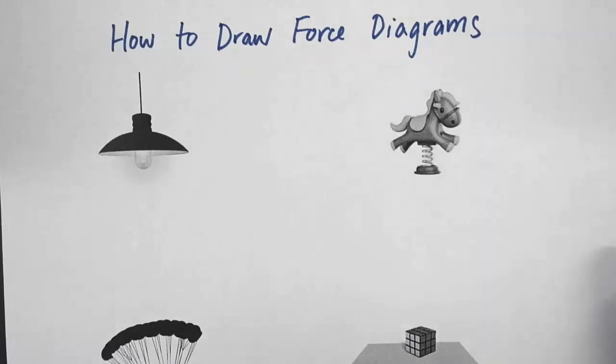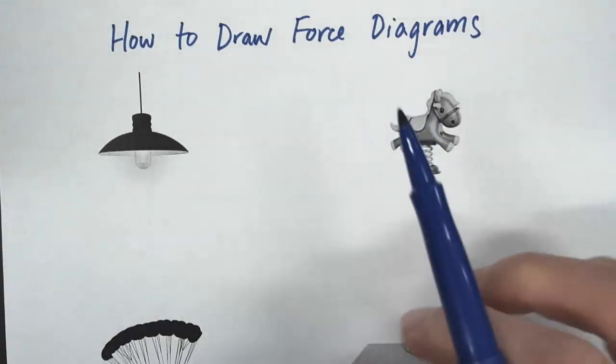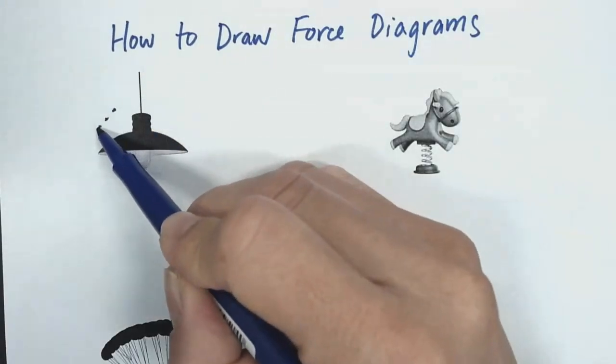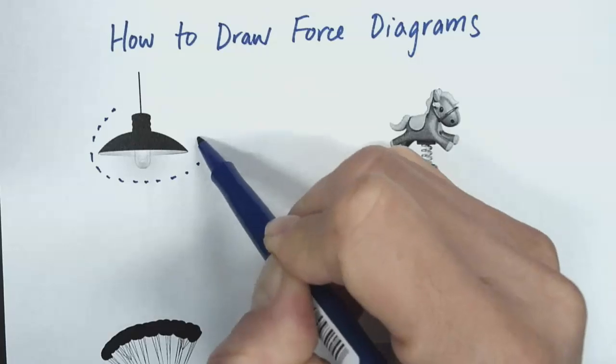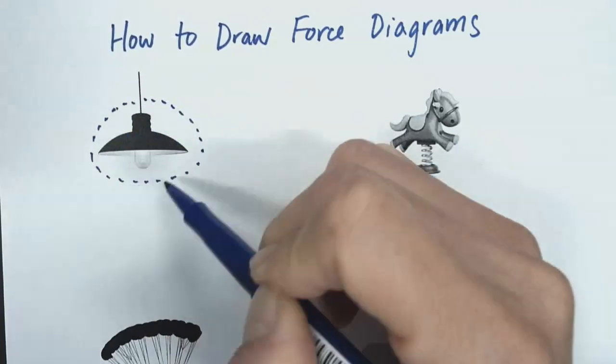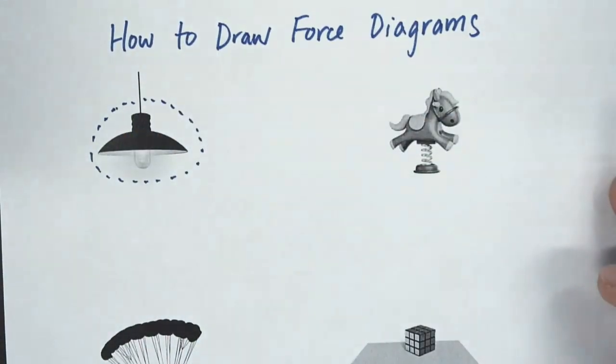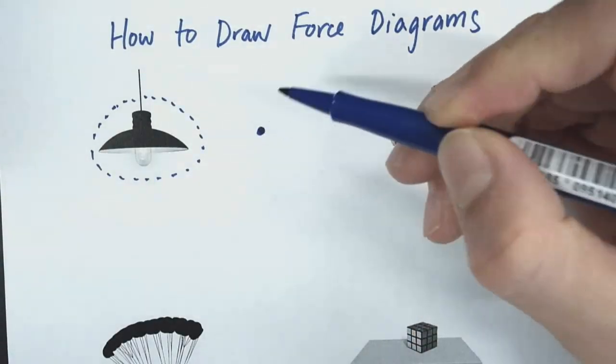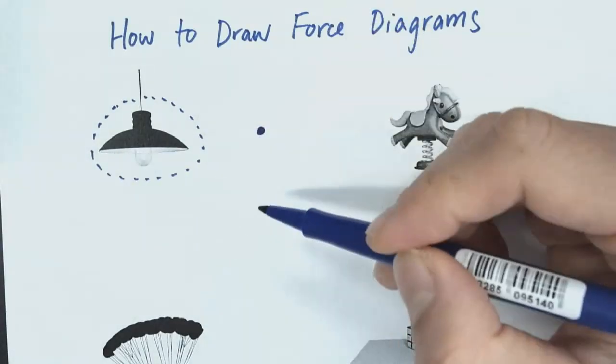In this video, you'll learn how to draw force diagrams. The first step that we're going to do to draw a force diagram is to indicate our system. And we can do that by drawing a system boundary, which is just a dotted line around the object of interest. The next step is to draw a dot.